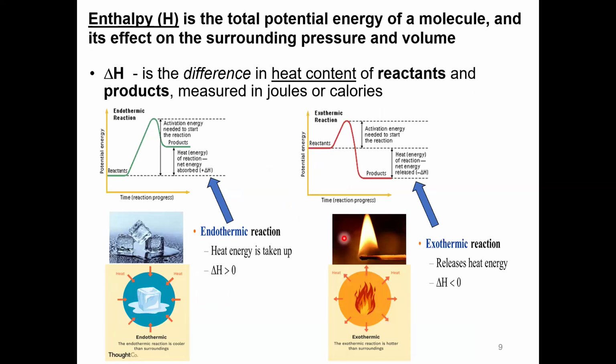So the first thing we're going to talk about within the Gibbs free energy change equation is called enthalpy. Enthalpy is basically the total potential energy of a molecule and its effect on the surrounding pressure and volume. So basically the delta H is the difference in the heat content of the reactants and the products, measured in joules or calories. So we have the reactants and the products. It's the difference between the two.